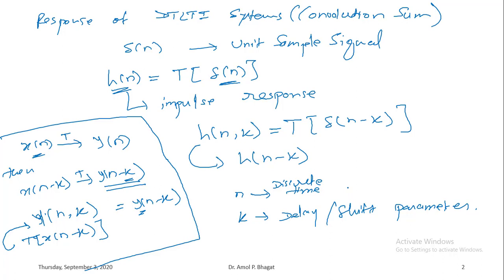So this is nothing but your unit sample sequence, right? Its response is represented as the impulse response h of n. If you delay that unit sample signal by k samples, then your response will be denoted as h of n comma k. But if it is a time invariant system, then that response can be represented as h of n minus k.